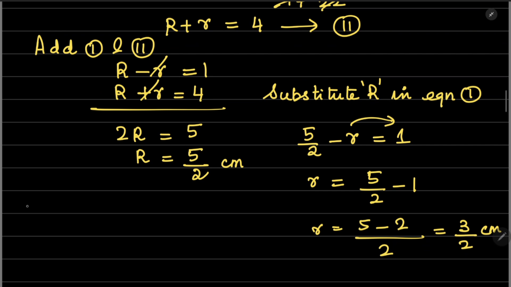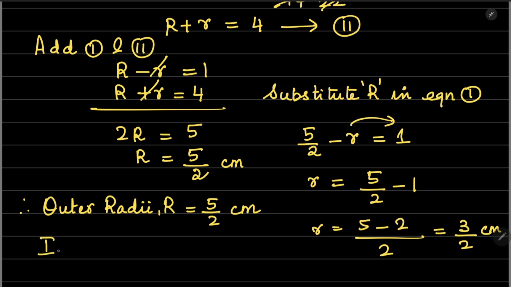Okay, so therefore you can write, therefore the outer radii, capital R, is 5 by 2 centimeters and your inner radii, small letter r, is nothing but 3 by 2 centimeters.